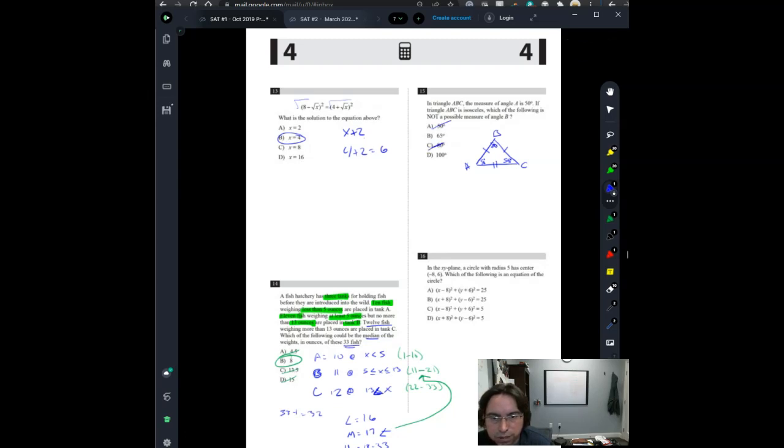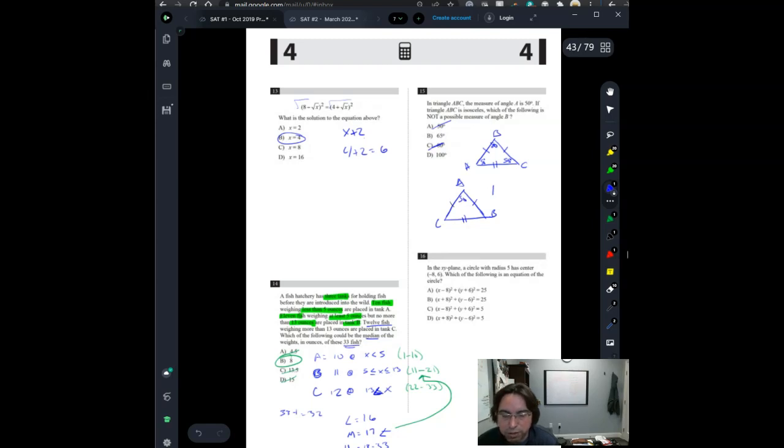But let's make 50 the odd angle out of this mix. Let's make it like this, right? And let's say this is A, this is B, and this is C. And we'll say this is 50. This will be our odd angle, and these two are the same.